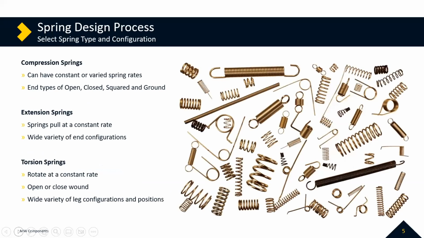We're going to talk about three different types of springs. First one is a compression spring, which could have constant or variable spring rates, various types of ends: open, closed, square, ground. We're going to talk about extension springs, a little bit about how to get their rates, what type of end configurations. We're also going to touch upon torsion springs, understand what a torque is versus a force, open and closed wound torsion springs, the differences, and the various different leg configurations.